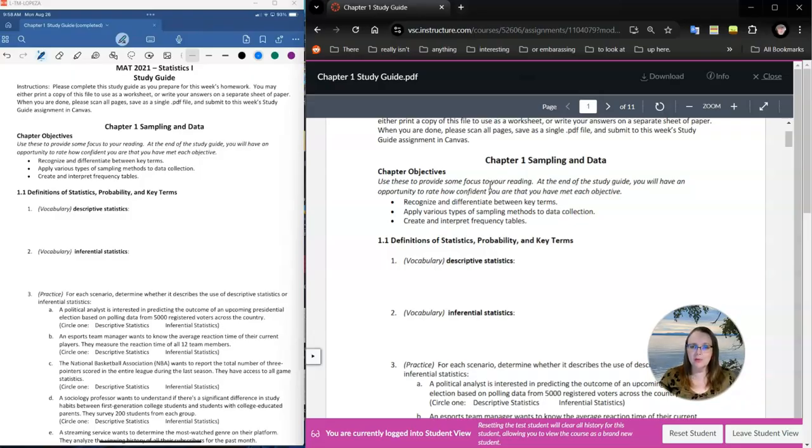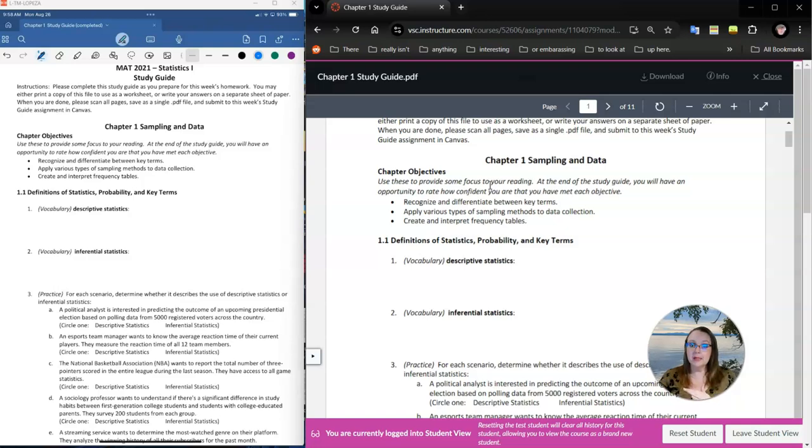So by the time we're done with this, you are going to be able to recognize and differentiate between key terms. And you'll look through the file there. There's a bunch of different key terms, and some of them are super similar. So recognizing and being able to differentiate, not a small task.